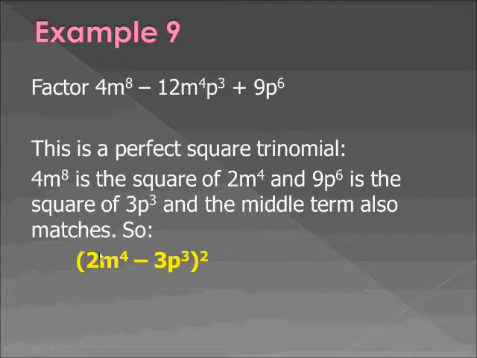And you can't really factor that anymore. You don't have a difference of squares. You don't have a difference of cubes or sum of cubes. So that's your final answer, 2m to the 4th minus 3p cubed quantity squared.